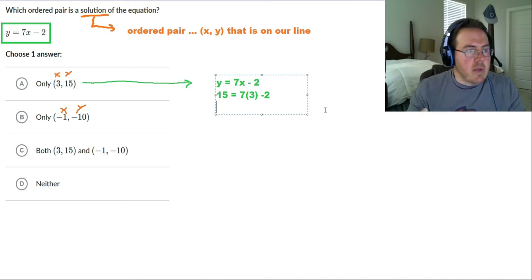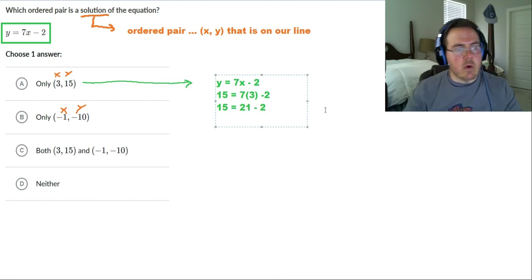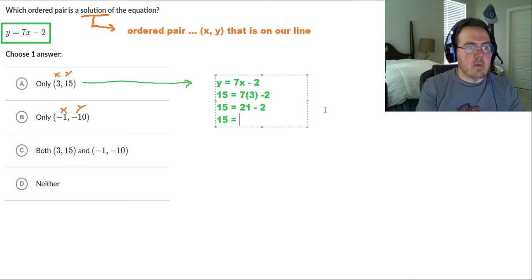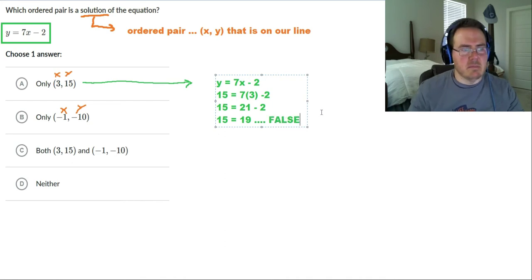Okay, so now we still have 15. Now 7 times 3 is 21. So 15 is supposed to equal 21 minus 2, which is 19. But that doesn't make any sense.